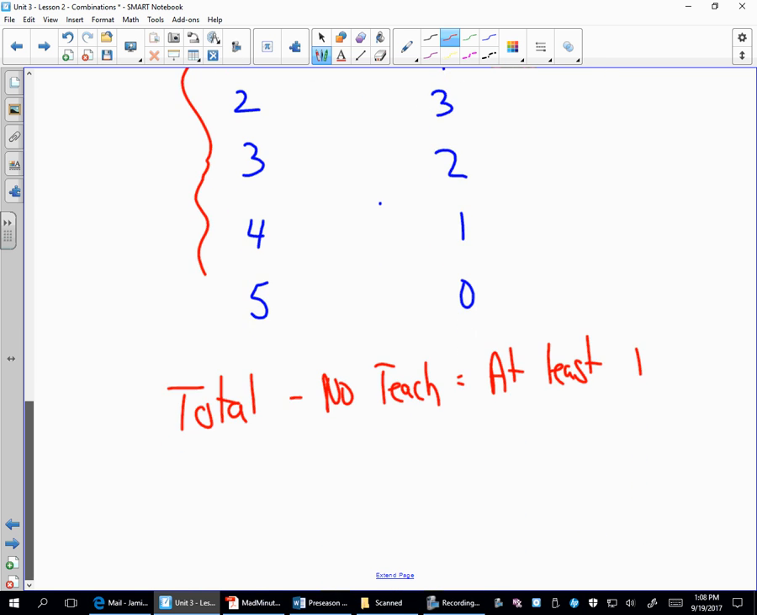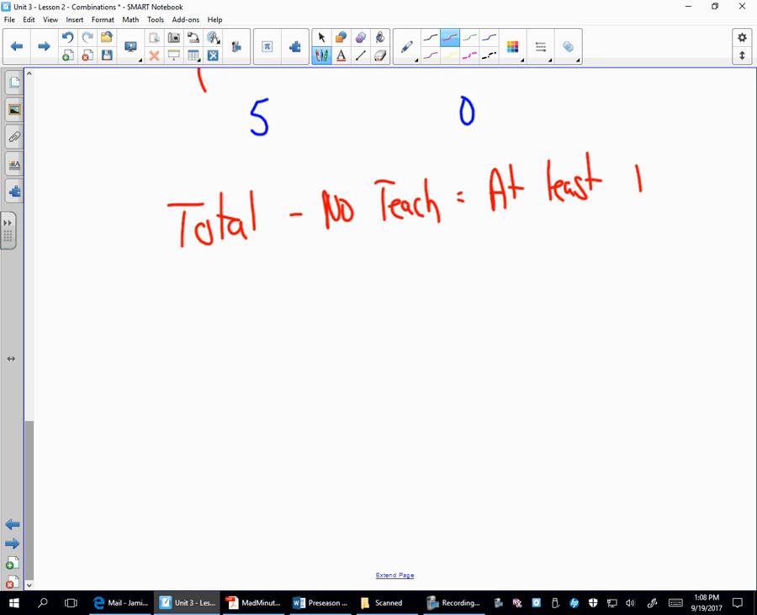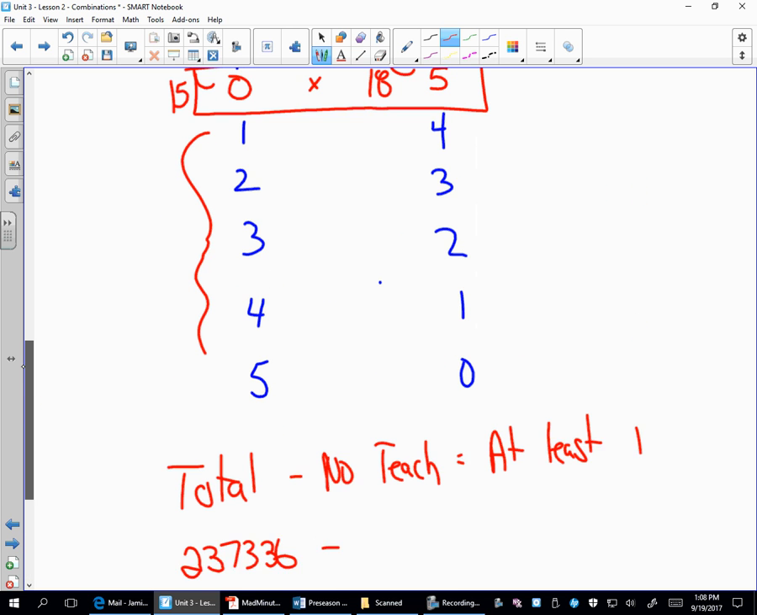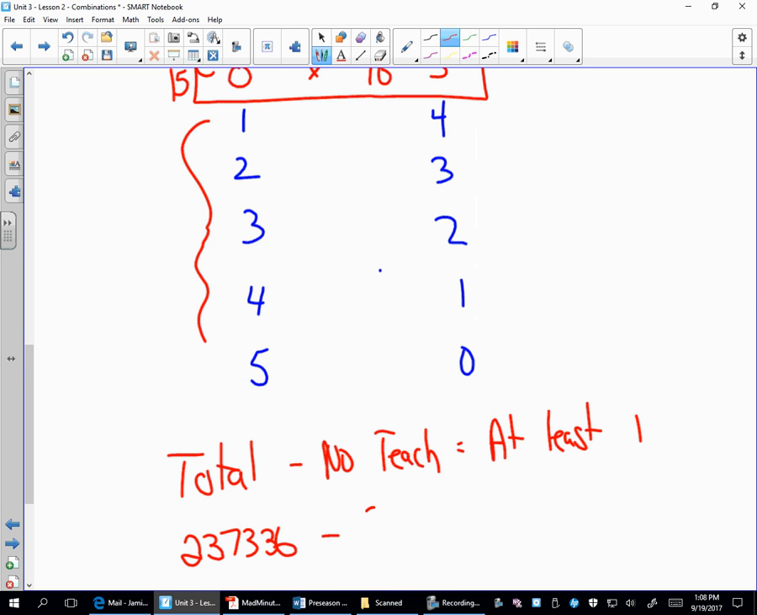Okay. Our total, well, we did that in part A. That was 237,336. If I subtract this one case, that one case of 15 choose 0 times 18 choose 5 comes out to 8568. And if I get rid of those cases, I'll be left with the at least 1, which is 228,768. Okay, so that indirect method is another counting technique that's come back.